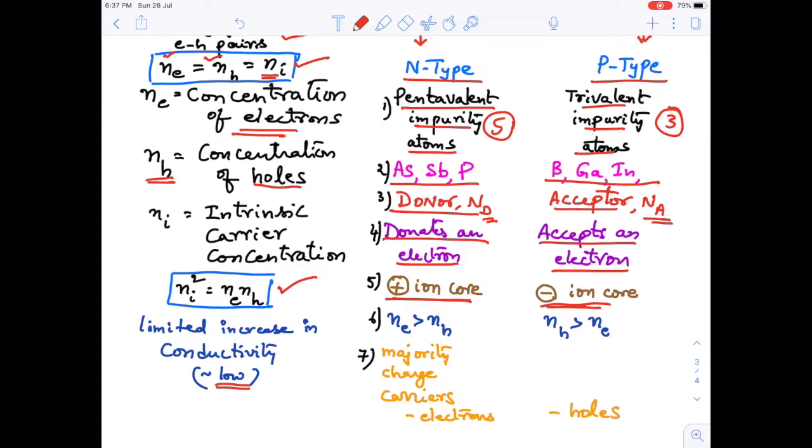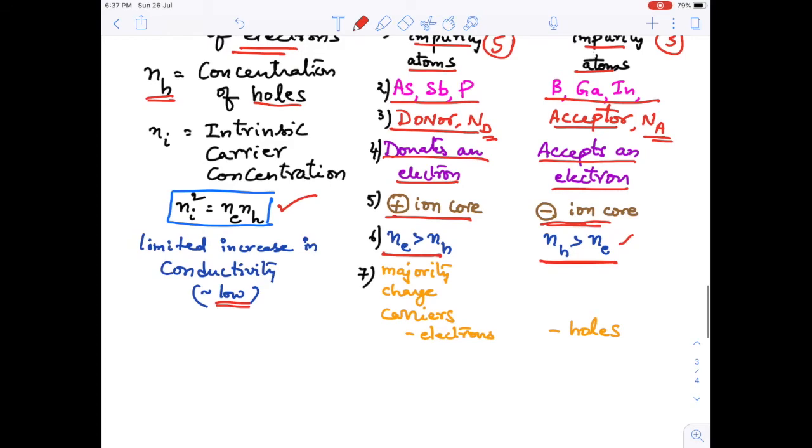And then here Ne is greater than NH, that is, the concentration of electrons is greater than the concentration of holes, and here NH is greater than Ne. The concentration of holes will be greater than the concentration of electrons. Therefore, the majority charge carriers here are electrons, and here the majority charge carriers are holes. Whichever is more is the majority. Whichever is less becomes the minority. So here holes become the minority, here electrons become the minority.